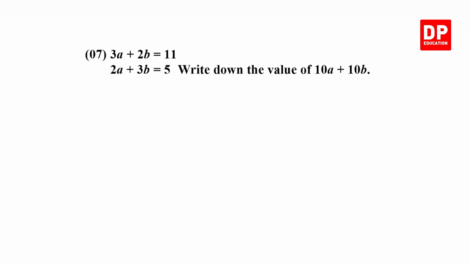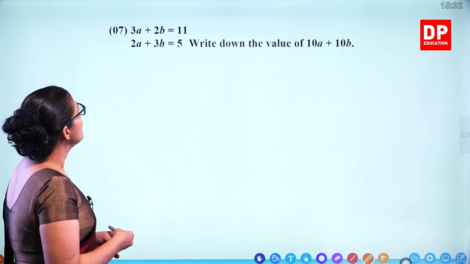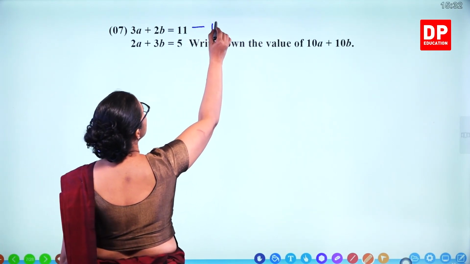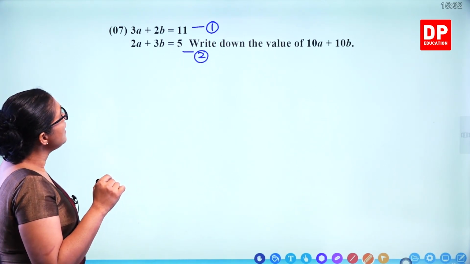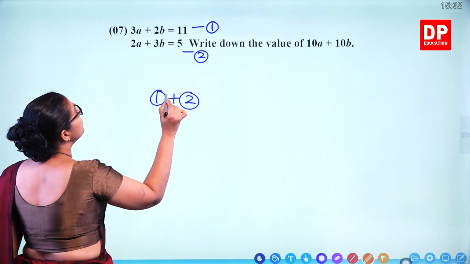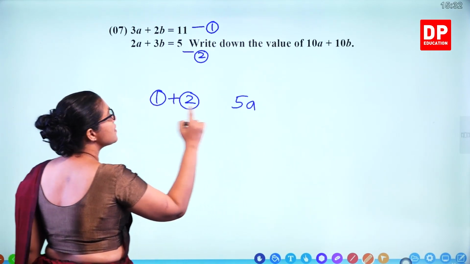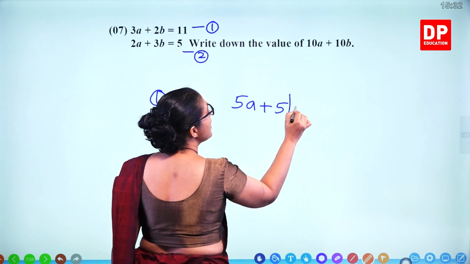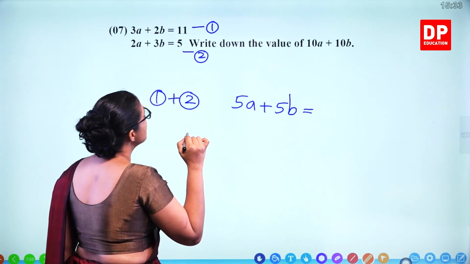Question number 7. You have been given 2 equations. Write down the value of 10a plus 10b. So you don't need to solve for a and b. Take the first equation and this one as the second equation, and we'll add them. 3a plus 2a becomes 5a. 2b plus 3b, 5b. 11 plus 5, you get 16.